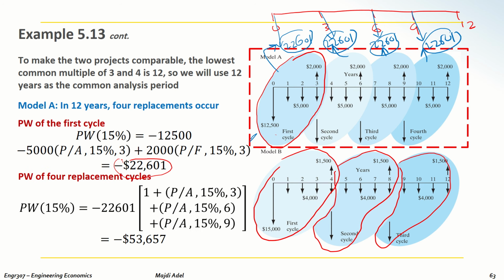Now, for the complete 12 years, I can calculate present worth, taking 22,601 as a common factor. Remember that I need now to discount this value for 3 years to find its present value: (P/F, 15%, 3 years). For the third cycle, I need to discount it for 6 years: (P/F, 15%, 6 years). And for the last one, I need to discount it for 9 years: (P/F, 15%, 9 years). And for the first cycle, the factor is 1. So the answer is -$53,000.